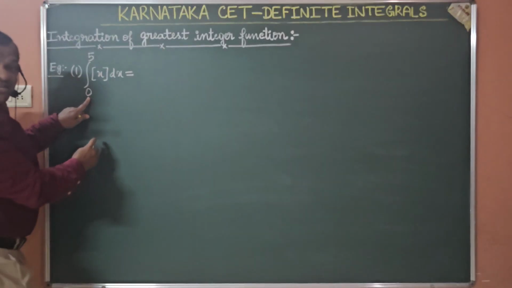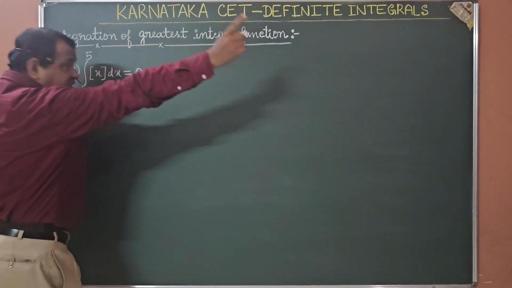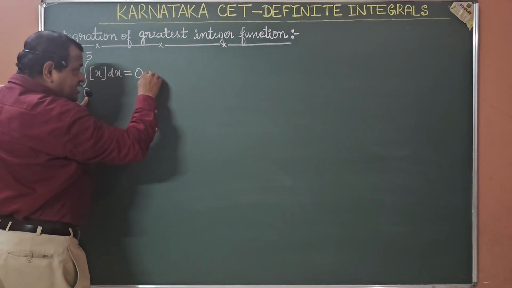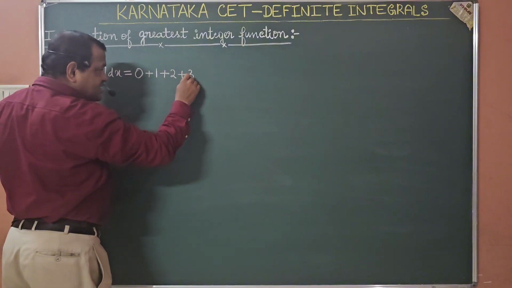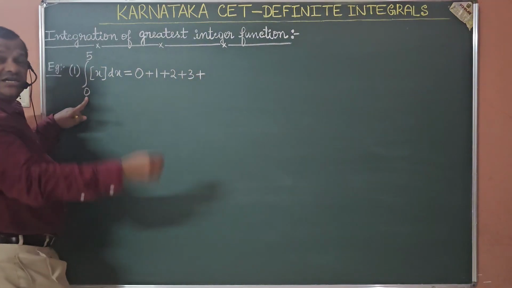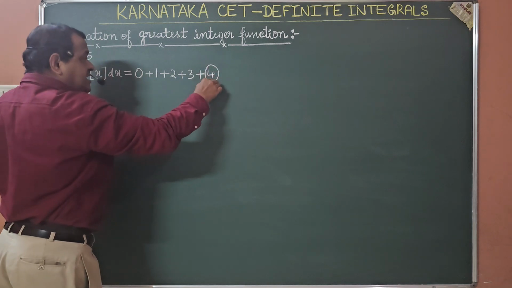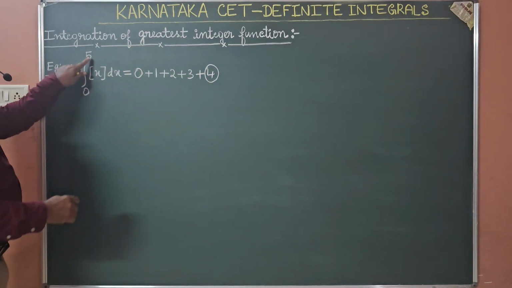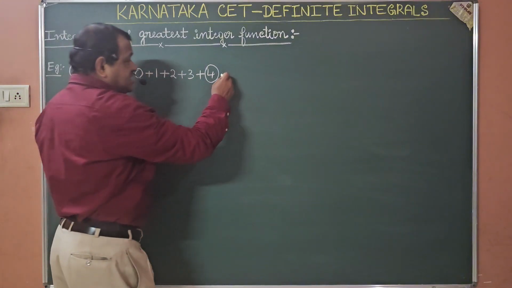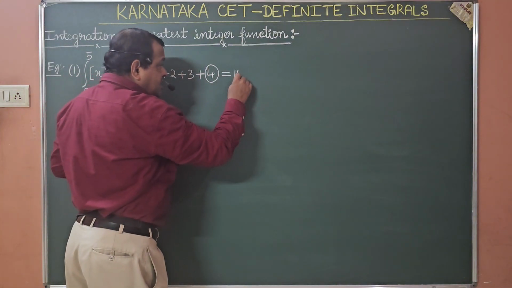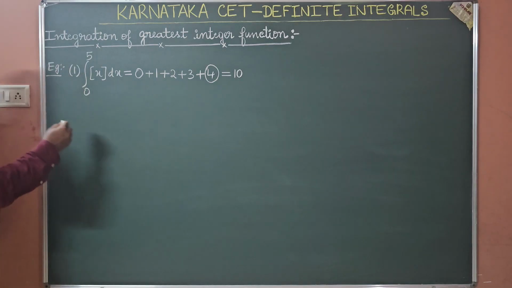So, I should add the integers starting from 0 continuously, all the integers, then 1 I should add, plus 2, plus 3 and plus 4. This 4 is 1 less than the upper limit 5. Therefore, this becomes the answer for this definite integral. I would like to give you one more example.